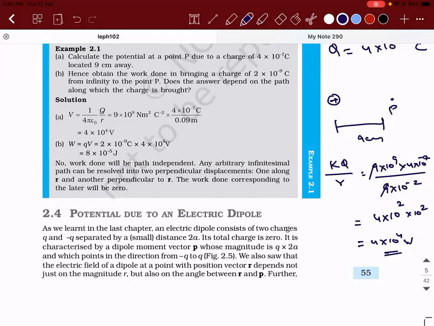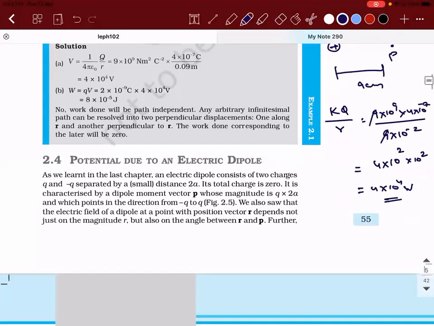Now from this, obtain the work done in bringing a charge of 2 into 10 power minus 9 coulomb from infinity to point P. The work that you have done is going to get stored in the form of potential energy. So there are two ways to solve this problem. One is to directly define the potential energy, which is going to be KQ into Q naught. When they ask you work done, don't put the minus sign. When they ask you potential energy, put the minus sign.